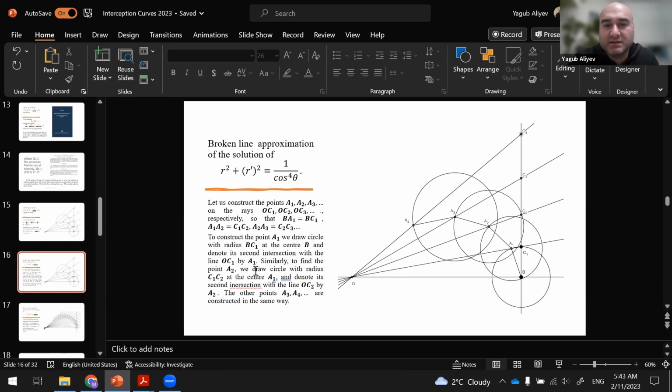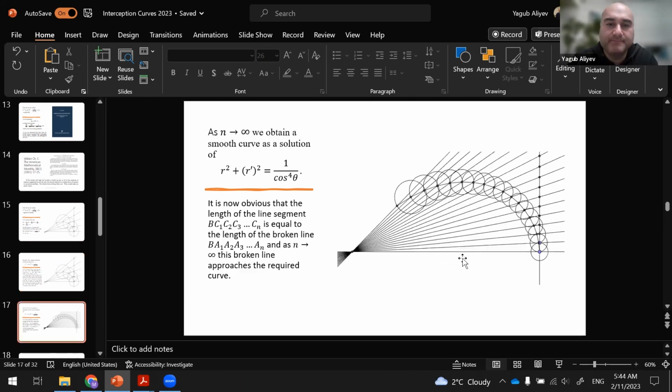Here I described how these constructions work, which is not difficult. Each time you take the radius equal to this part on the original straight line through B. And if you increase the number of emanating lines, you will get a good approximation of this curve.